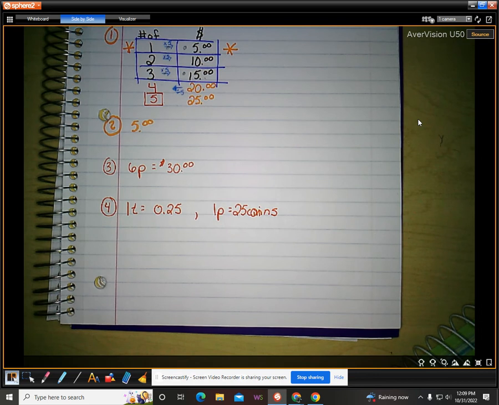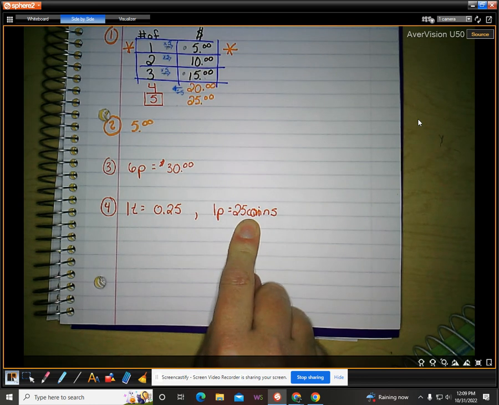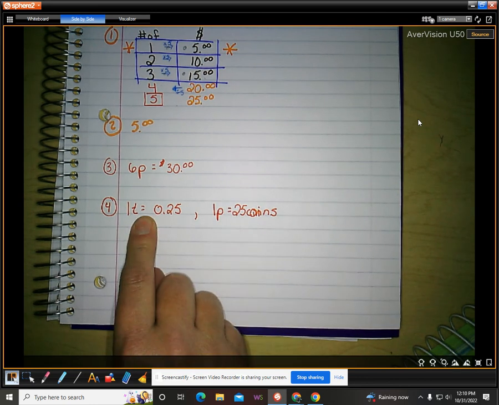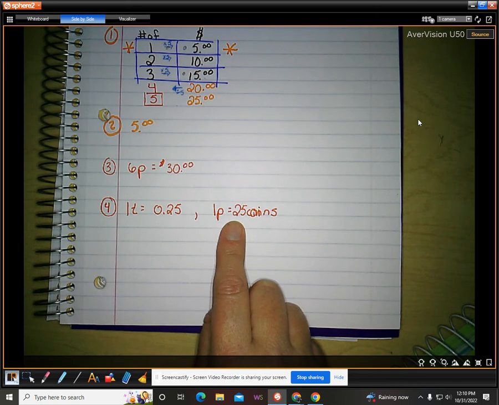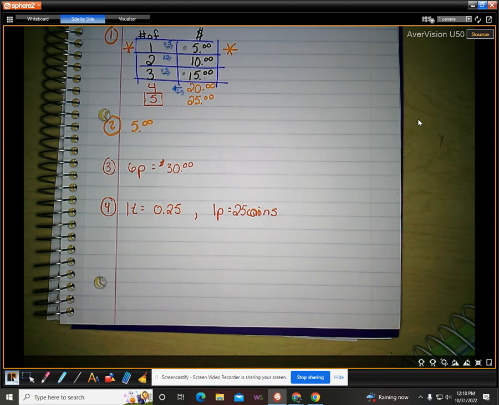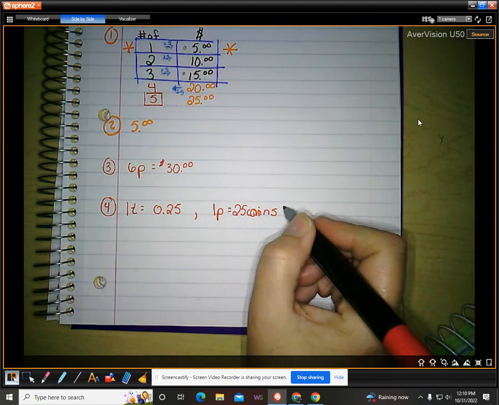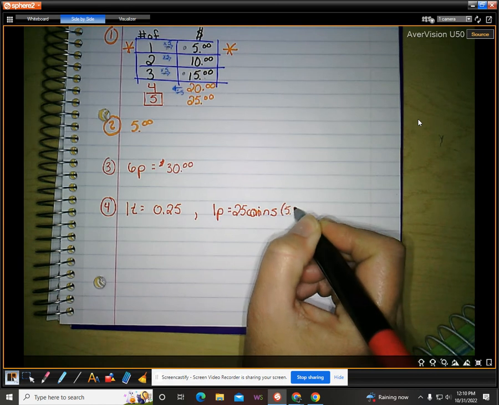So now what do we need to do to figure this out? How much will I save if I buy a package versus buying 25 coins individually? How much is this package going to cost me? This comes from question 2. How much is this package of coins going to cost me? Scarlett? Yep. Unit price. So that package is going to cost me $5.